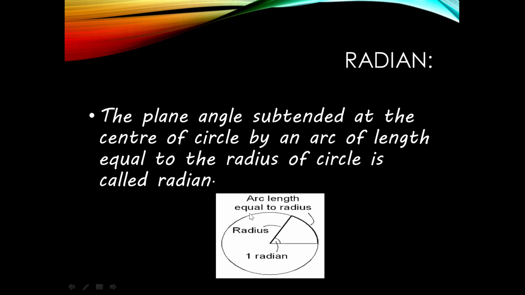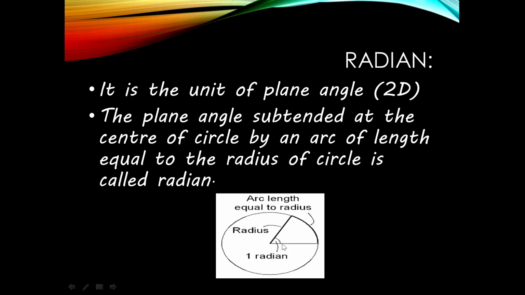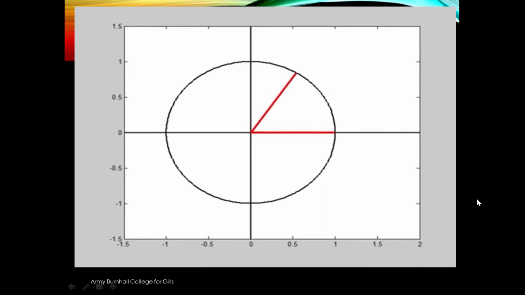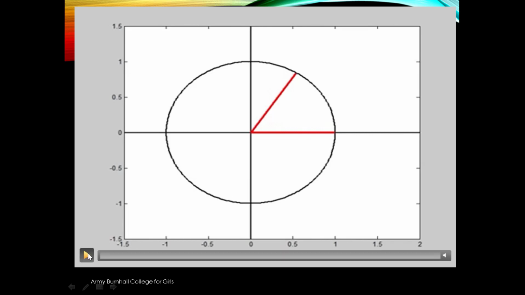Okay, you can see a circle over here. Any part of this circle is known as arc of that circle. If we are taking length of the arc equal to the radius of the circle, then angle will be equal to 1 radian. Radian is the unit of plane angle, which is basically two-dimensional angle. So let's illustrate what a radian is.